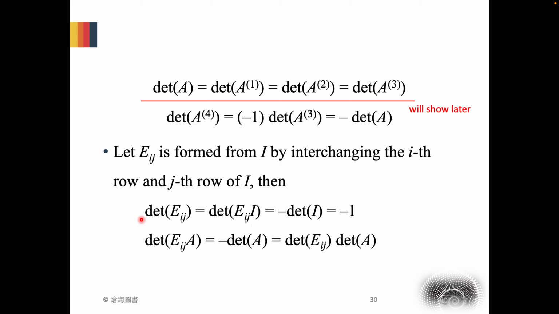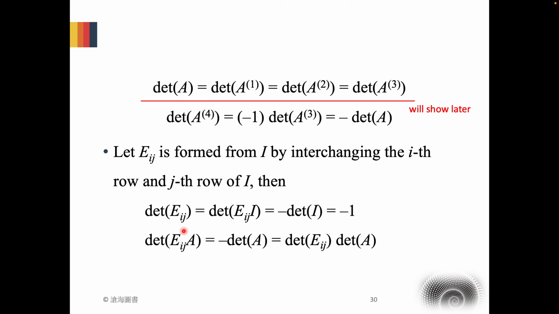So for this kind of type 1 elementary matrix, the determinant of Eij is equal to the determinant of Eij times I, right? And the interchange makes the sign change. So we multiply by -1 and then times the determinant of I. And we know that the determinant of I is equal to 1. So the result is equal to -1.